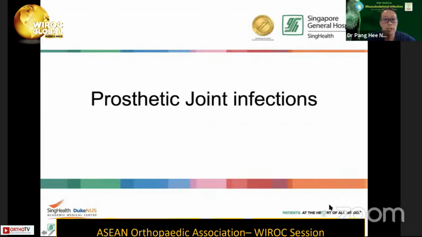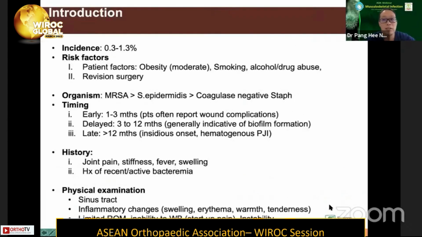So moving on, we discuss prosthetic joint infections. Okay. The risk factors are obesity, smoking, alcohol, drug abuse, and revision surgery. So in this case, we have revision surgery, and the patient had diabetes. The incidence is anything from 0.3 to 1.3%. The common organisms are Staphylococcus, and MRSA, methicillin-resistant Staphylococcus, is getting more prominent.